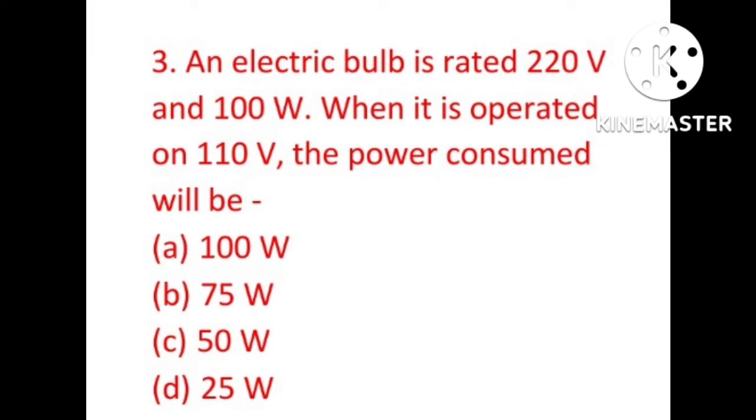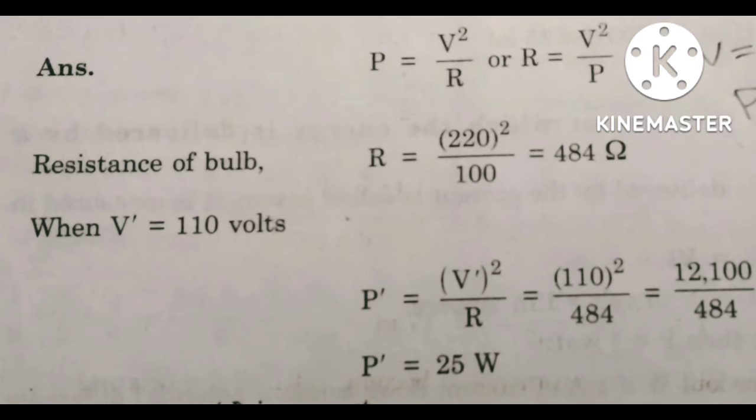Now we can move to question number 3. An electric bulb is rated 220 volt and 100 watt. When it is operated on 110 volt, the power consumed will be, the options are A 100 watt, B 75 watt, C 50 watt and D 25 watt. In this question we have to calculate the power consumed. Here the given quantities are V equal to 220 volt and P is equal to 100 watts. Then V dash is equal to 110 volts.